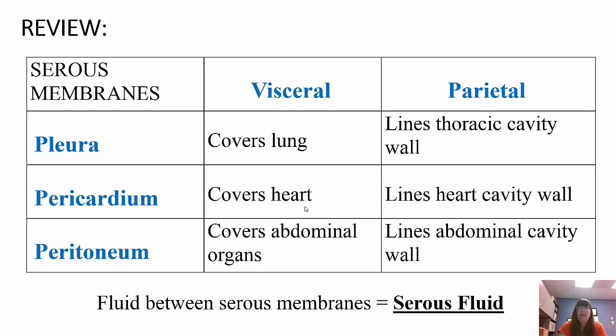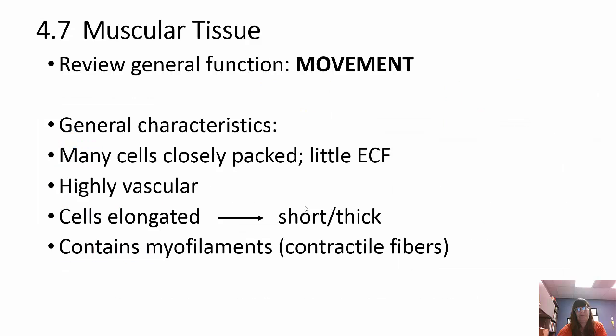Serous membranes have two layers, the visceral and the parietal. The visceral covers the organ, the parietal lines the cavity. Fluid between them is serous fluid. So the visceral pleura covers the lungs, the visceral pericardium covers the heart, the visceral peritoneum covers the abdominal organs. The parietal pleura lines the thoracic cavity wall, the parietal pericardium lines the heart cavity wall, and the parietal peritoneum lines the abdominal cavity wall.